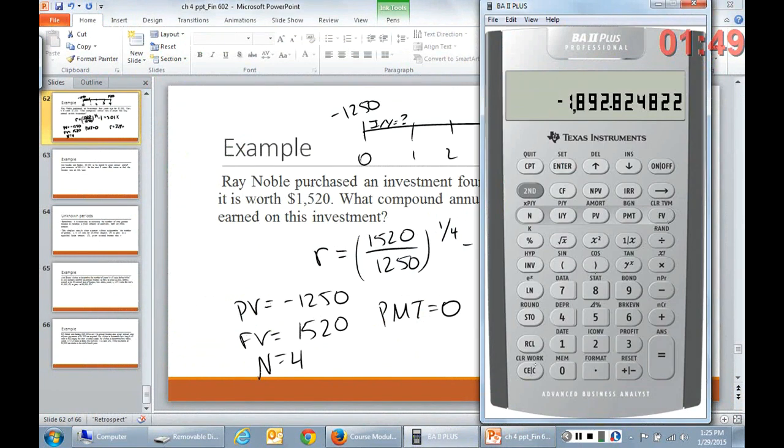First, clear your time value of money. The present value is a negative 1,250. The future value is 1,520. N is 4 and the payment is 0. So we compute the interest rate, and you get 5.01%.